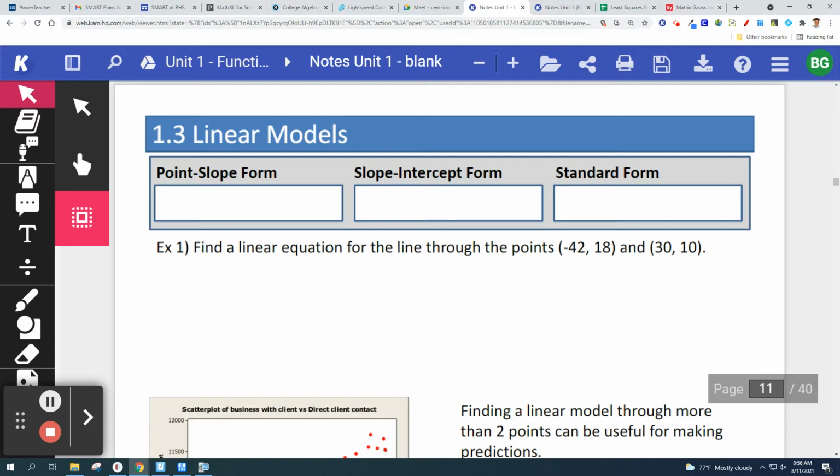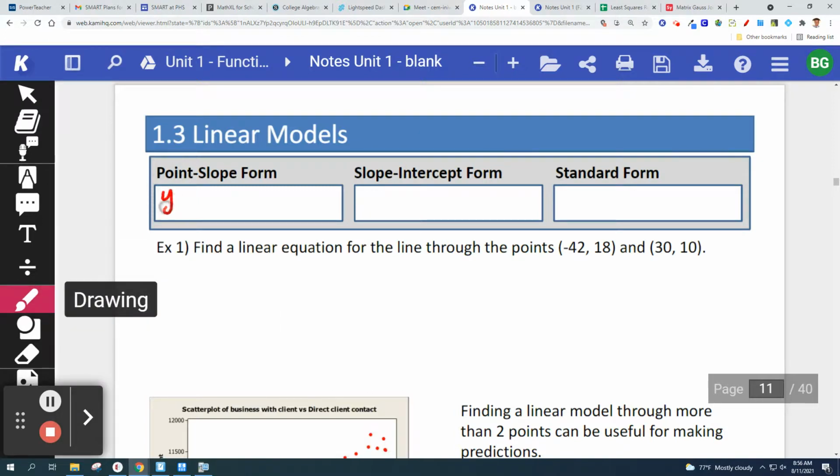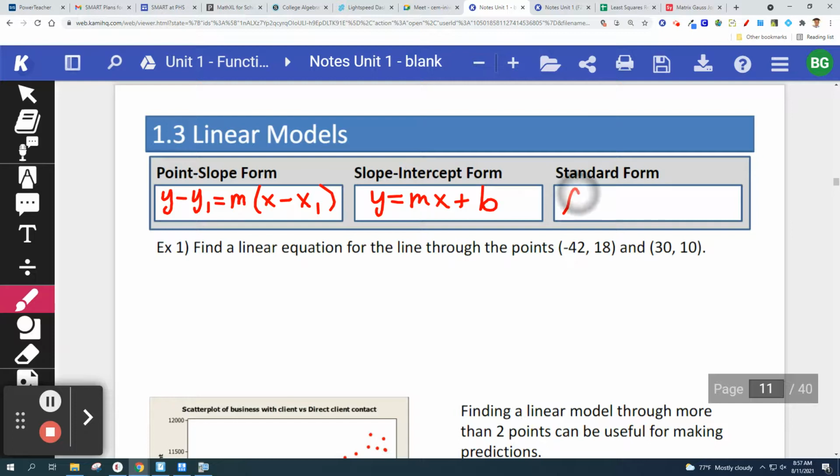1.3 linear models. So we're talking about basically a linear equation, and we've seen some of this before. This should be familiar. Point slope form looks like y minus y1 equals m times x minus x1. That's point slope form. Slope intercept form, y equals mx plus b. That's the one we're most familiar with and most comfortable with. And then there's standard form, ax plus by equals c. We've seen these before, but it's going to get kind of intense today.